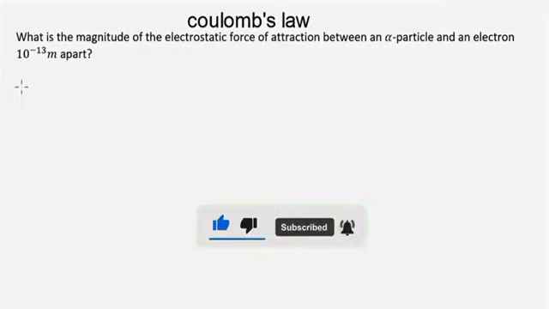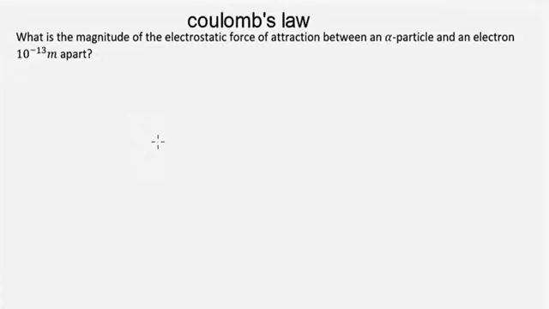Alright, so let's look at this question. It says, what is the magnitude of electrostatic force of attraction between an alpha particle and an electron 10 to the power of minus 13 meters apart? First of all, we have to notice the charge in the alpha particle. An alpha particle has 2e. So what's the reason for the 2e in the alpha particle?